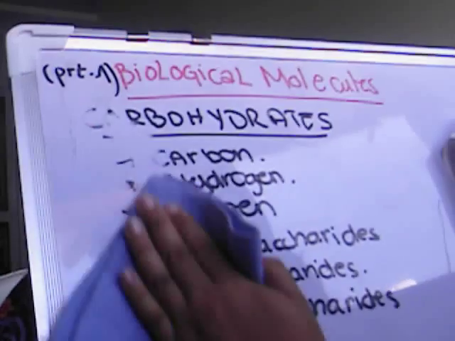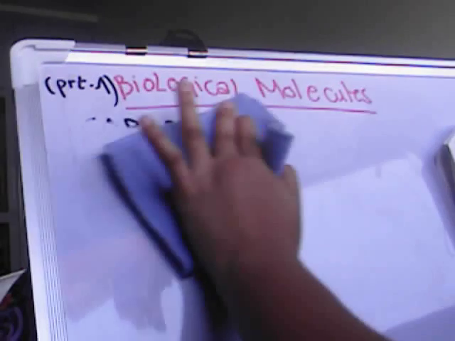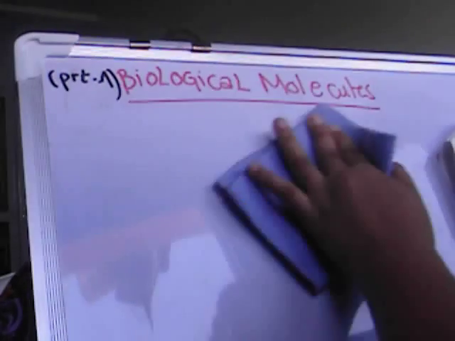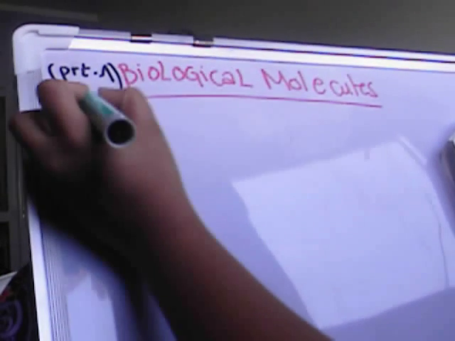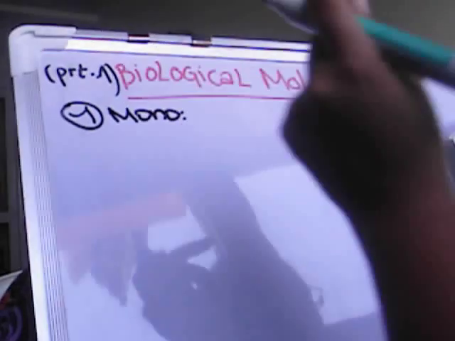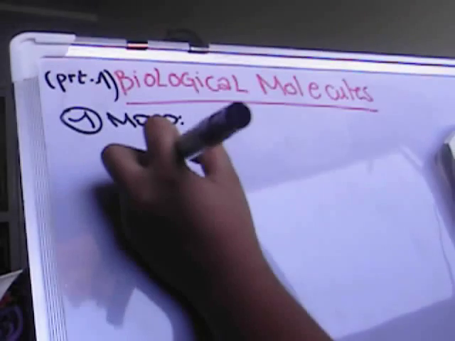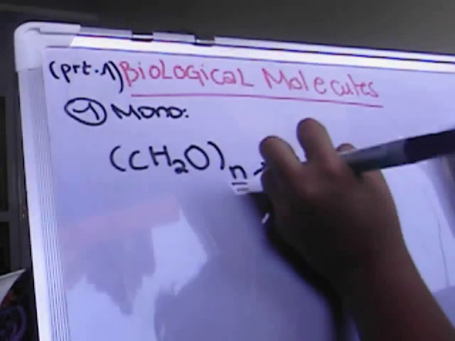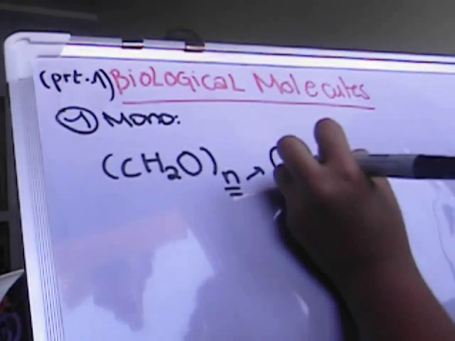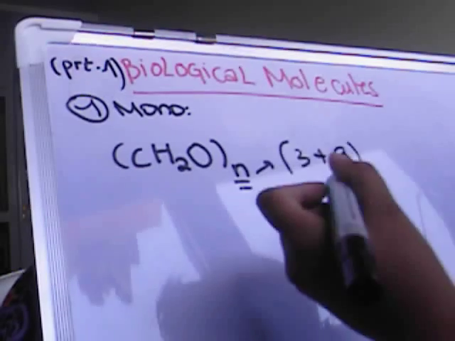Now we're going to talk about the general formula of monosaccharides. Carbohydrates are made of 3 forms: monosaccharide, disaccharide, and polysaccharide. The basic one is the monosaccharide, mono meaning one, and it has a general formula (CH2O)n, where n is in the range between 3 and 9. They are classified according to the number of carbon atoms.